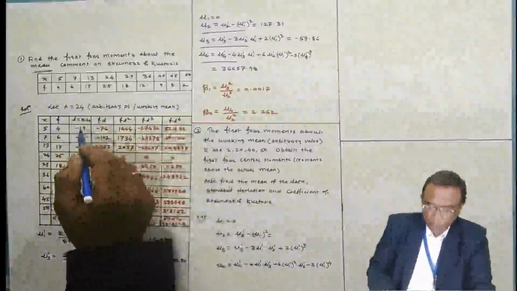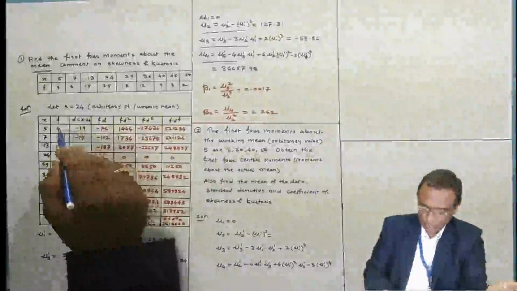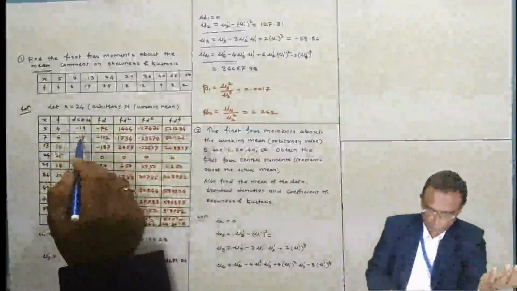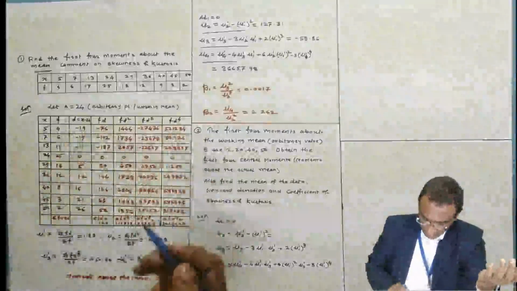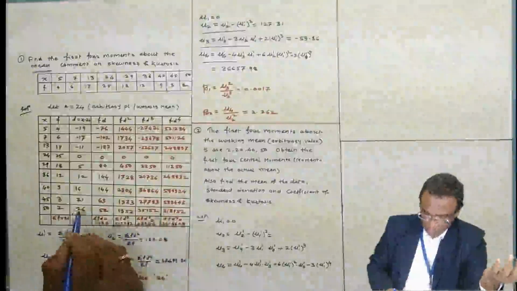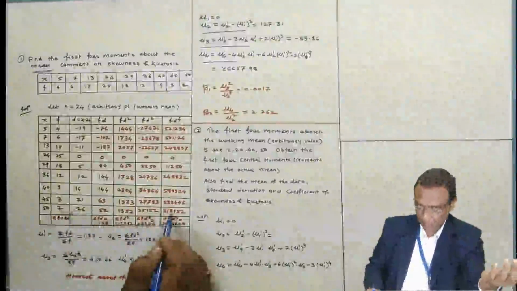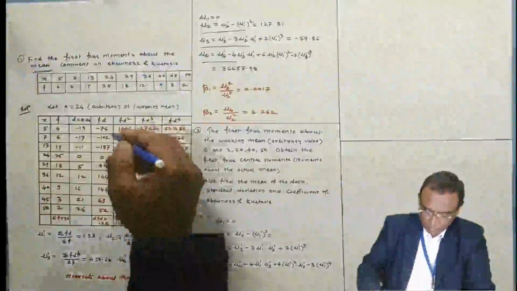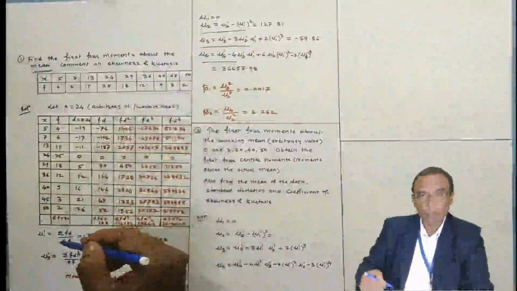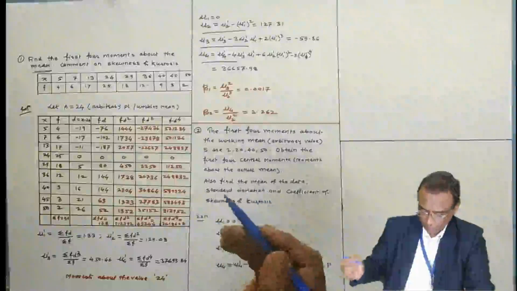Take the fourth power of this: minus 19 raised to 4 into 4 is this one. Minus 17 raised to power 4 into 6 is this one. Likewise, minus 26 raised to 4 into 2 is this one. These are the columns which are required to find the moments about the arbitrary point, mu1 dash, mu2 dash, mu3 dash, and mu4 dash.